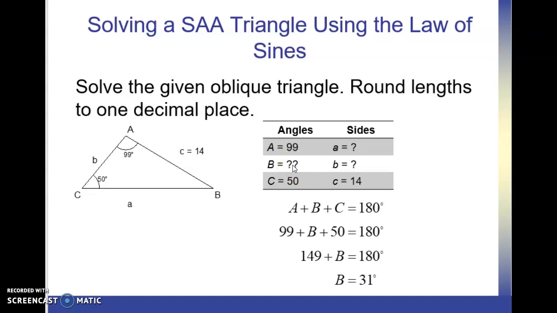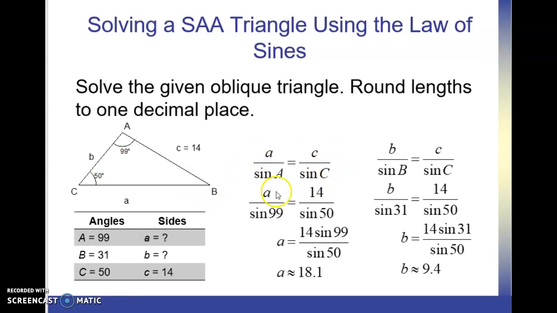Now let's move on to finding the length of side A and the length of side B. We have two missing pieces of information, so we will need two separate proportions to solve, one for each missing piece of information. Well, we can only have one unknown in our proportion because it's an equation. We can have only one unknown.